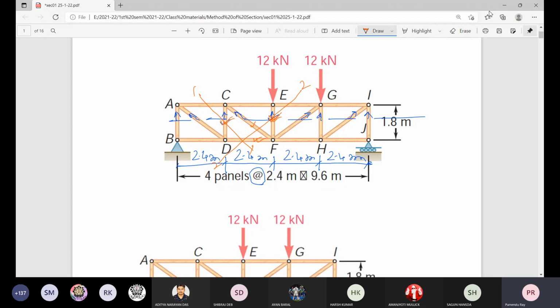But if no method has been specifically mentioned, then the clever students will select the method of joints at point E. At E, this is the 12 kilonewton applied force. Here it is SEF, here it is SEG, and here it is SCE. So you don't need to bother about multiple sections, but you are in trouble if it is specifically mentioned that you have to follow the method of sections only. Otherwise, you solve for this member by method of joints, because SEF minus 12 equals 0 in kilonewton. So SEF is minus 12 kilonewton, that is compressive.